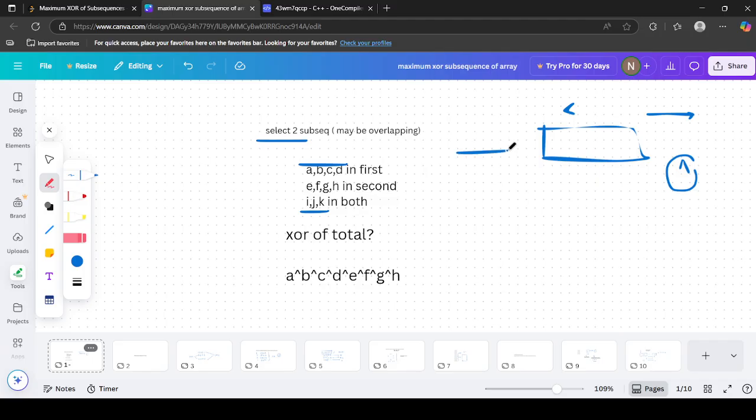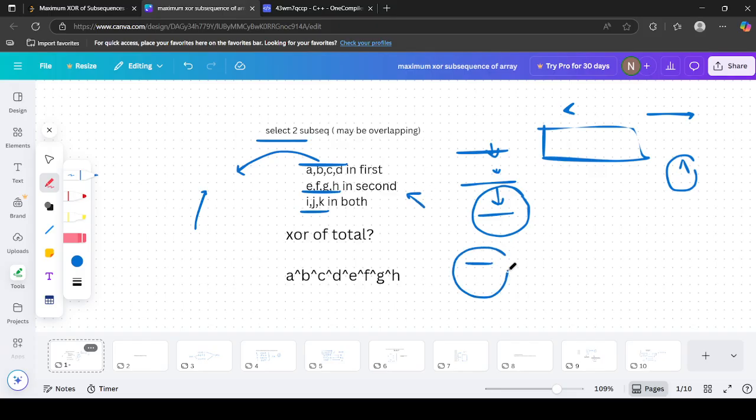So ABCD in the first one, EFGH in the second one, and then IJK in both. So they may be overlapping. Let's assume these three are the indices where both subsequences have the indices in common. So ABCD are the indices in the array only part of the first subsequence, EFGH only part of the second subsequence, and then IJK in both the subsequences.